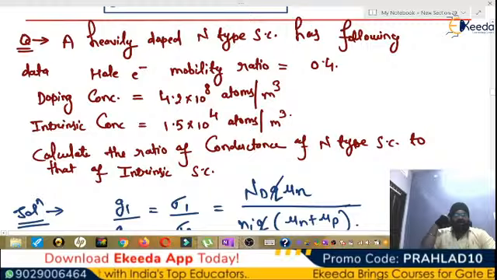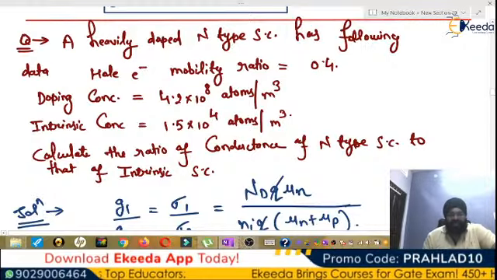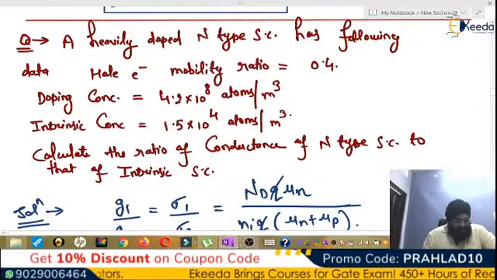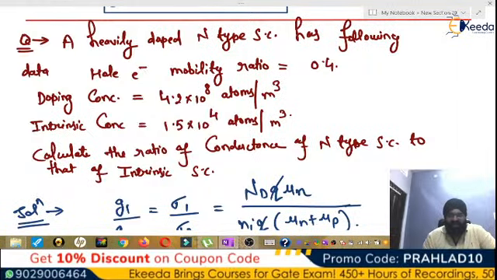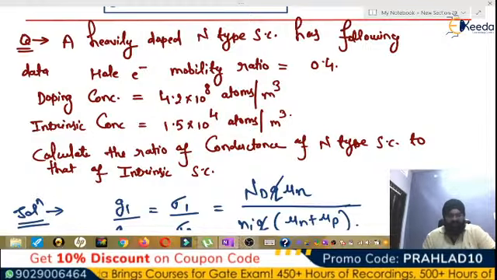A heavily doped n-type semiconductor has the following data. Hole electron mobility ratio is given 0.4.